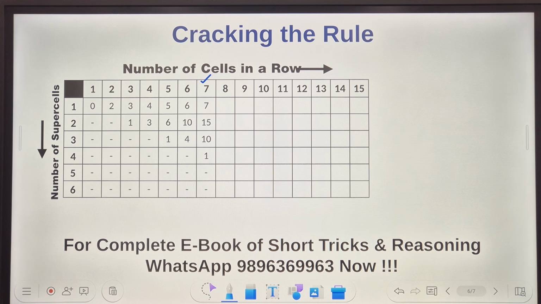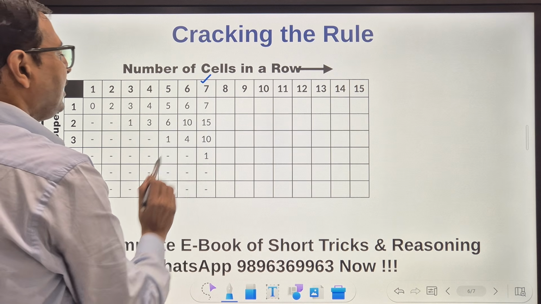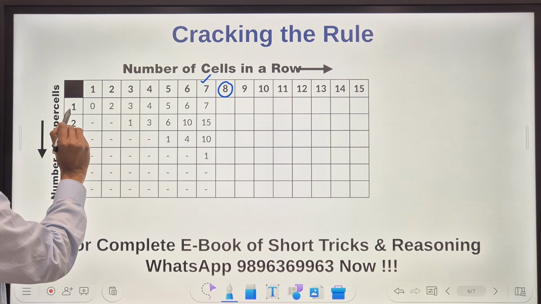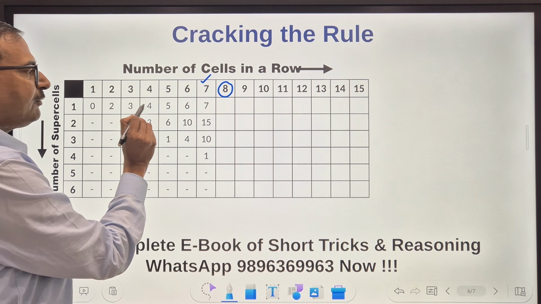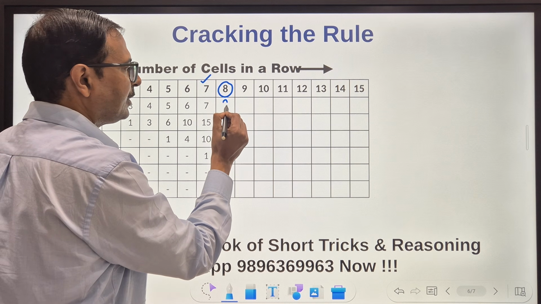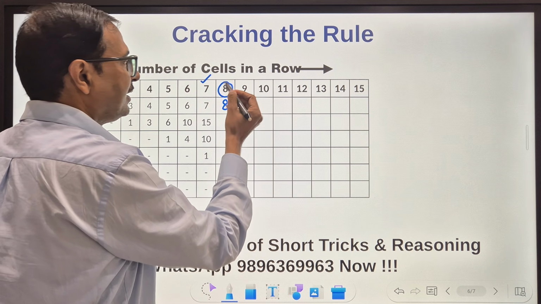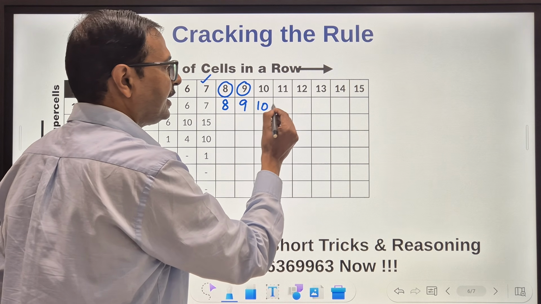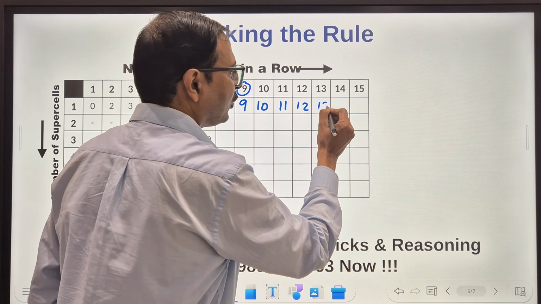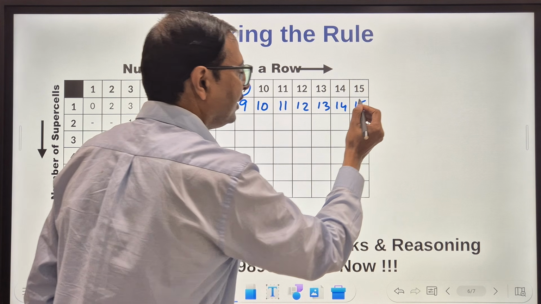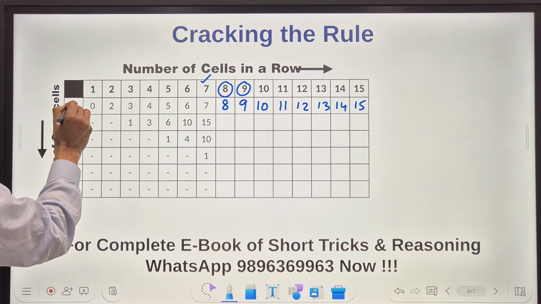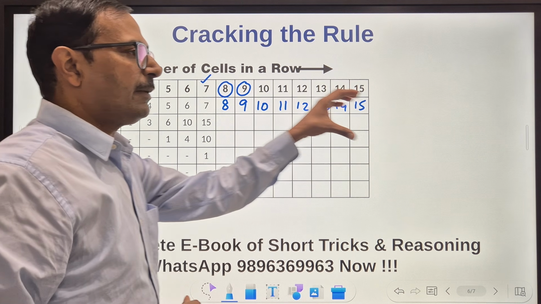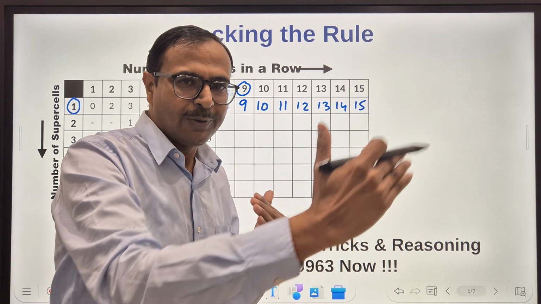Can you see the first row? If we have an 8 by 1 grid and we want to have 1 supercell, then look at the trend: 2, 3, 4, 5, 6, 7, it will come out to be 8. And likewise, if we have a 9 by 1 grid, it will be 9, 10 by 1 grid, 10, 11, 12, 13, 14, 15, this is going to continue. So 1 supercell is very easy. Having a single supercell is like having the total number of cells in the row.